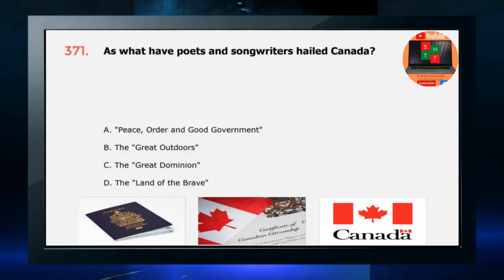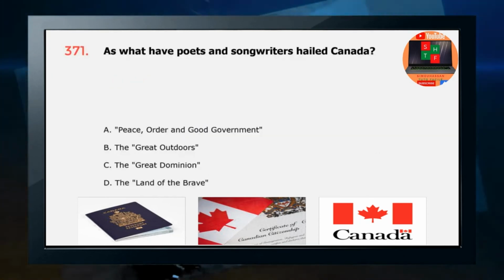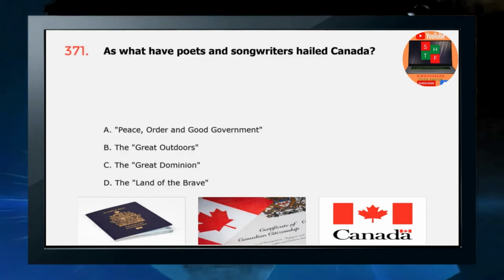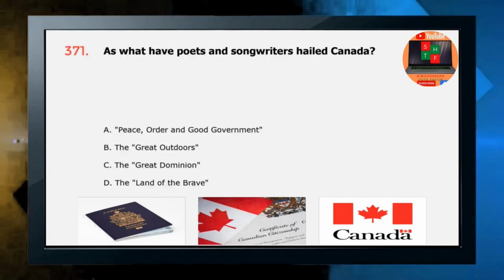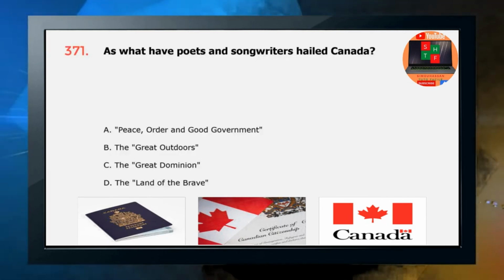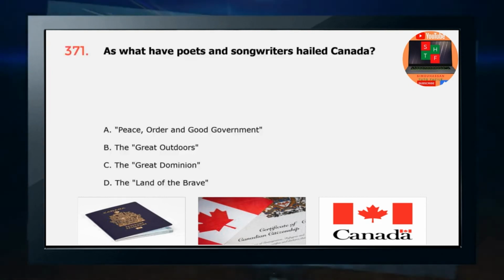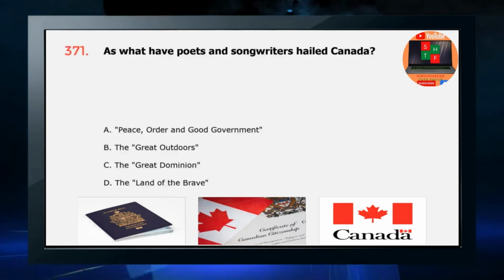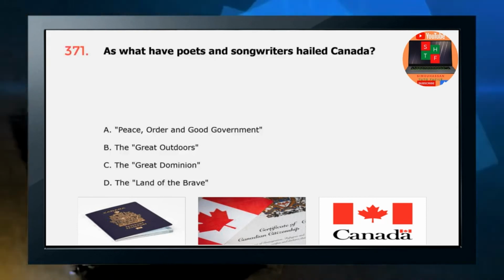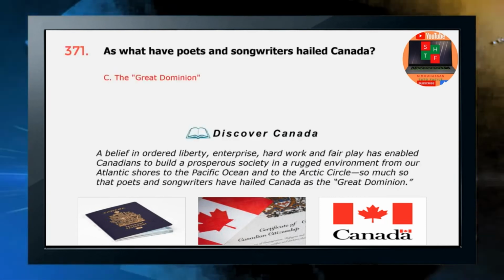Question 371. As what have poets and songwriters hailed Canada? A. Peace, order and good government. B. The great outdoors. C. The great dominion. D. The land of the brave. The answer is C. The great dominion.